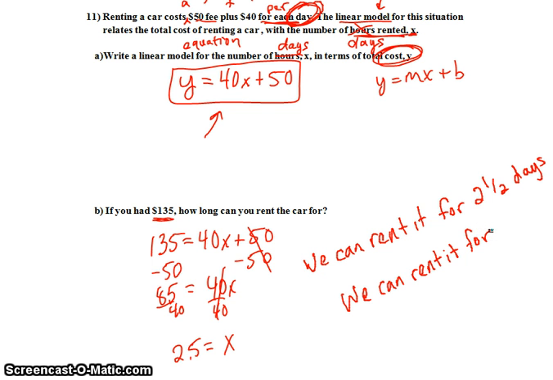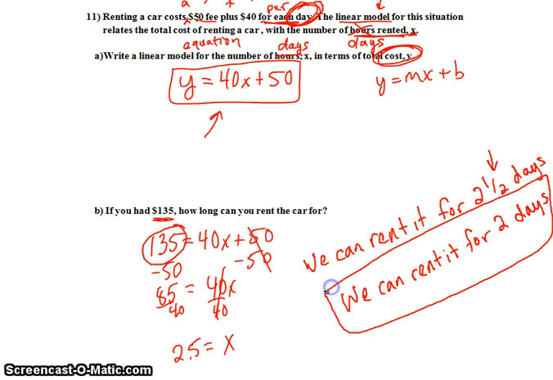Okay, now you only have $135. You can't rent it for 3 days because you don't have enough money. You can only rent it for 2. It has to go down, because you only have enough money to afford 2 days. All right, the car company won't let you go for a half day. We're assuming, unless you find a good car company.